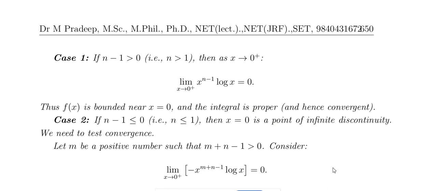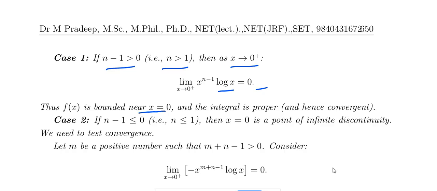இதில் n minus 1 greater than 0ன்னு எடுக்கும்போது தட் இஸ் n இஸ் கிரேட்டர் தென் 1, as x tends to 0 plus, limit x tends to 0 plus x power n minus 1 log x என்றது become 0. நான் ஏற்கனவே சொன்ன மாதிரி இது பாசிட்டிவாக இருந்தால் இது 0, பிரச்சனை கிடையாது.